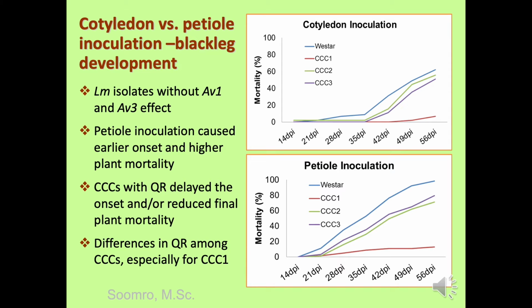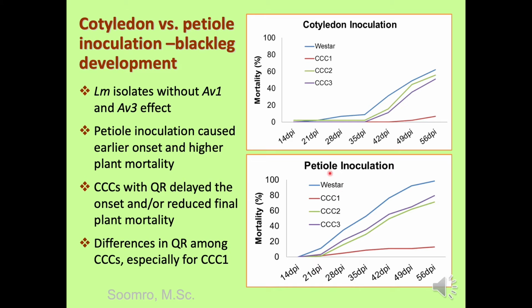We also compared the cotyledon inoculation with the petiole inoculation, and it was apparent that the petiole inoculation would cause a higher or more severe disease than cotyledon inoculation did, measured by the plant mortality over a period of time. It was likely that the petiole inoculation would be able to bypass whatever the barrier is between the cotyledon infection leading to the stem infection.